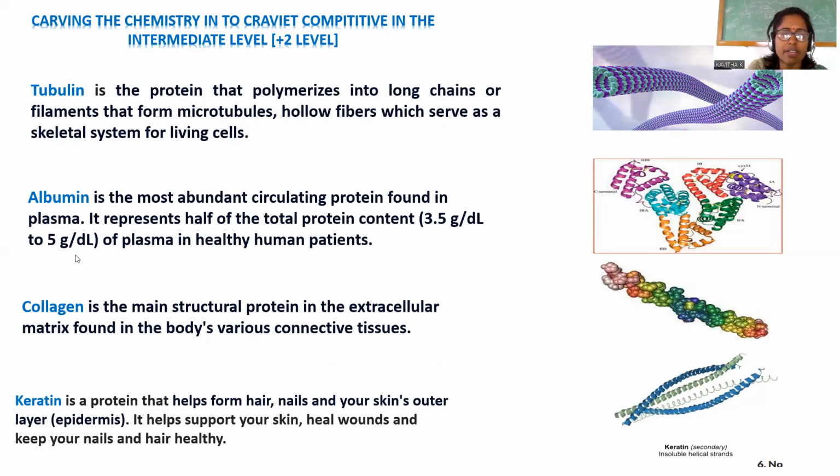So this is the kind of range of albumin protein in the human being: 3.5 to 5 grams will be there. Collagen is most widely available and it's mostly present in the connective tissue and also bones. Skeletal bones are also accompanied by collagen. It is a highly flexible material.